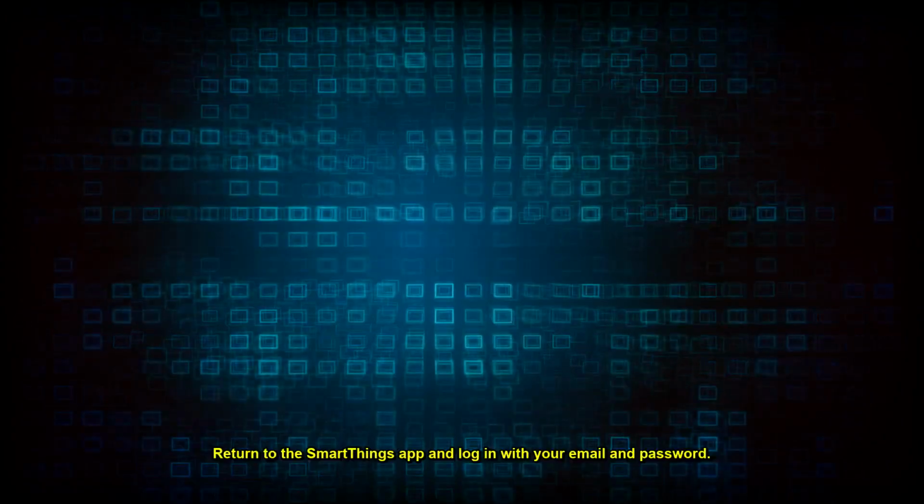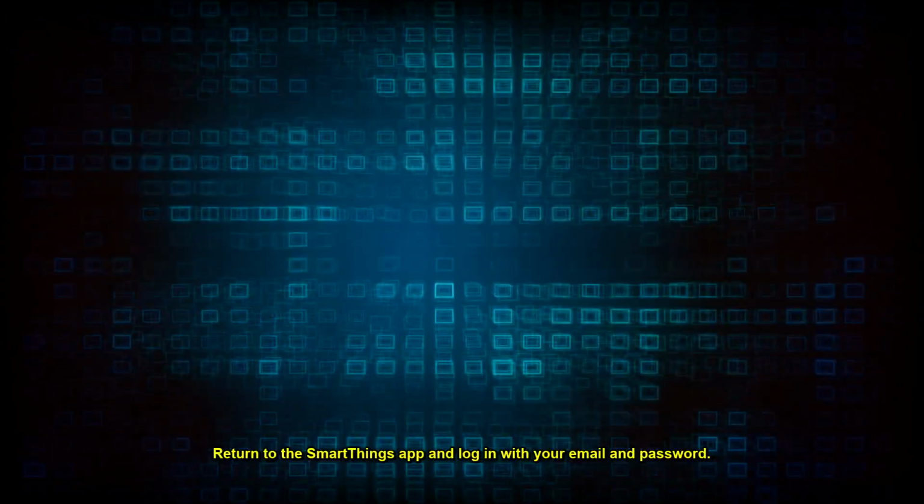Check your email inbox for a verification message from SmartThings. Click on the verification link provided in the email. Return to the SmartThings app and log in with your email and password. After logging in, you will see the main dashboard.